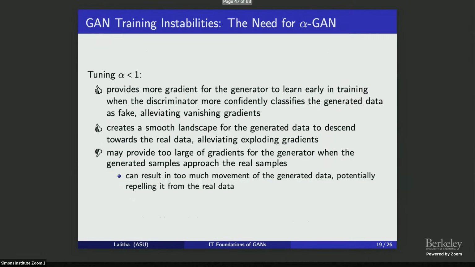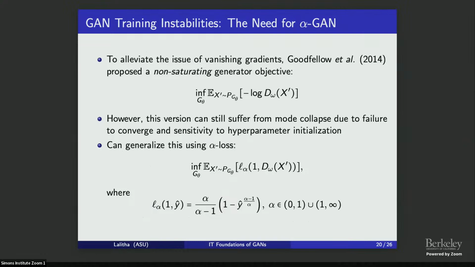It's called the non-saturating loss, because in the previous setting, the generator's loss was saturating and you had no gradients. So they proposed a non-saturating loss. Now instead of log of 1 minus D, it's minus log D. The problem is this still suffers from mode collapse. And it still suffers from the problem that when you get closer to some real points, you can get repelled. And it's very sensitive to hyperparameter initialization.